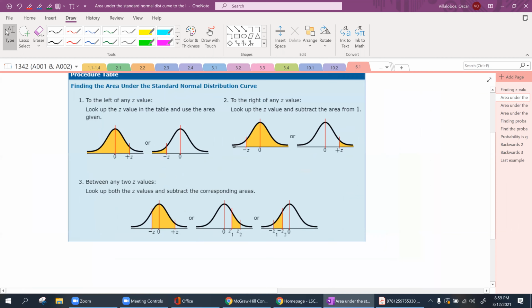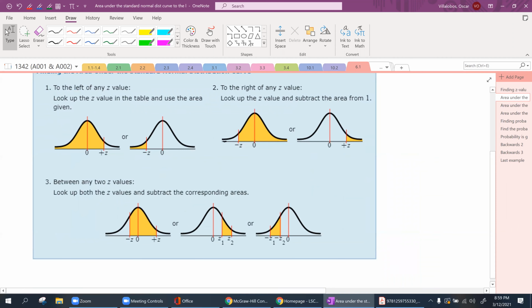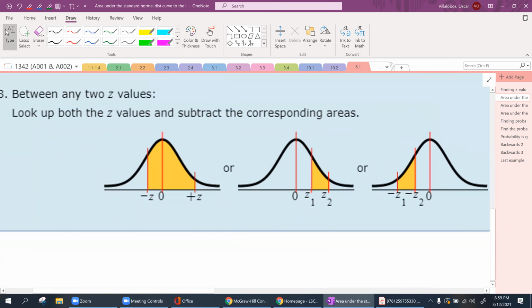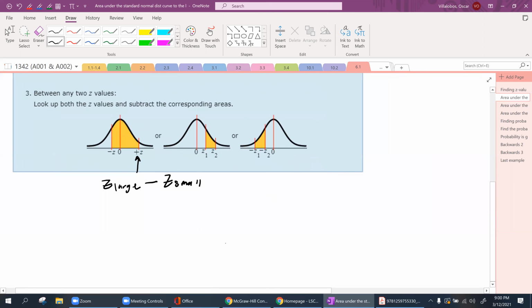And if you're asked to find the area between two z values, you're going to get the larger z value, in other words, the value furthest to the right. For simplicity, I'll call that z large, and you're going to subtract z small from it, the point to the left of it. All right, and why would you do that?